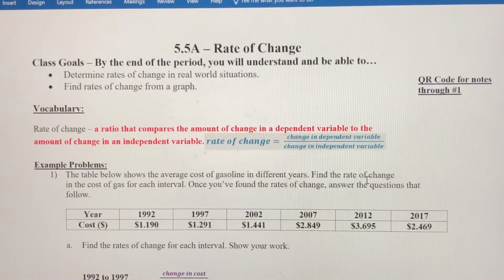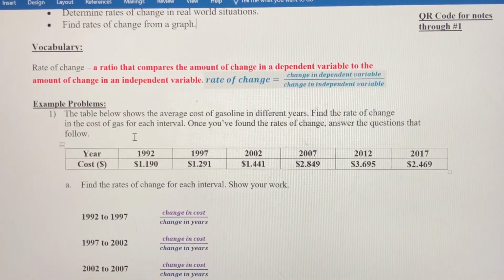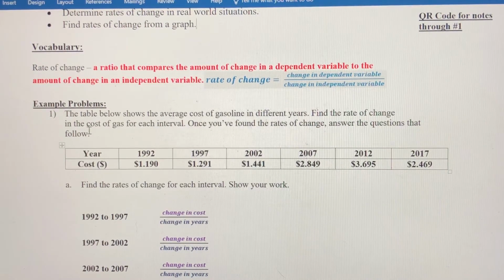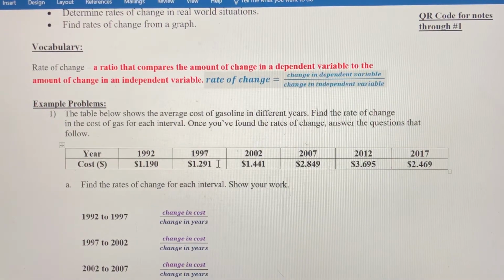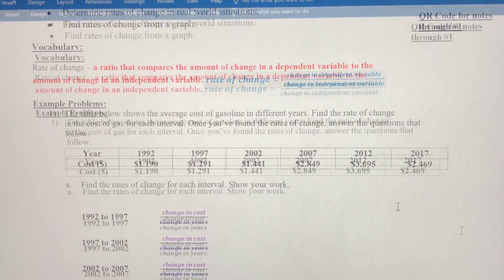So let's look at example problem number 1 here. What this table displays is the years from 1992 over 5-year intervals up to the year 2017. And what we're looking for is the average cost of gas in dollars for each of those years. So 1992, gas was $1.19. 1997, the average cost of gas was $1.29 and a little bit extra, and so on down the line. You guys can read the table.